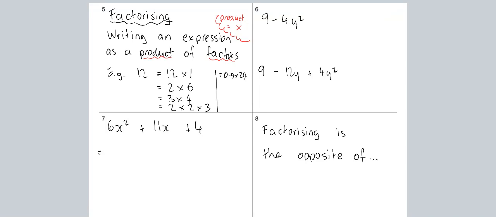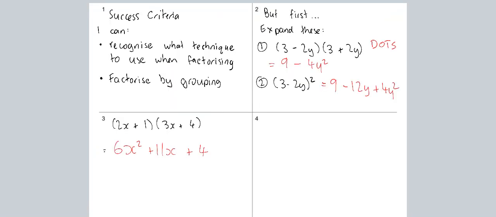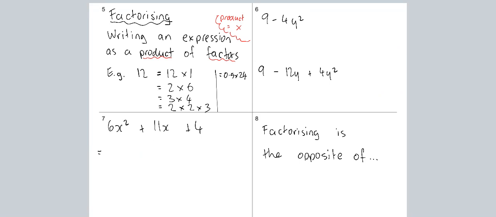So I'll give you a moment to see whether you can fill out these 2 examples here, but don't feel bad if you can't. But as a hint, I'll just do this, and then I'll put it back. See if you can write 9 minus 4y squared as a product of factors, and then do the same thing with 9 minus 12y plus 4y squared, and the same thing with 6x squared plus 11x plus 4. Give you a moment. Don't feel bad if you can't, though.